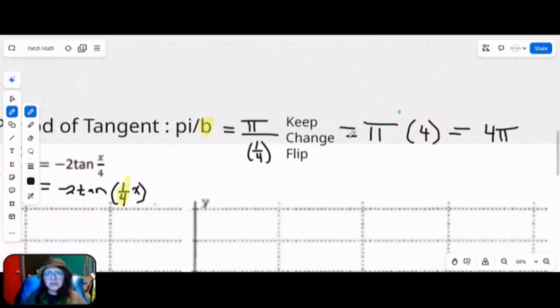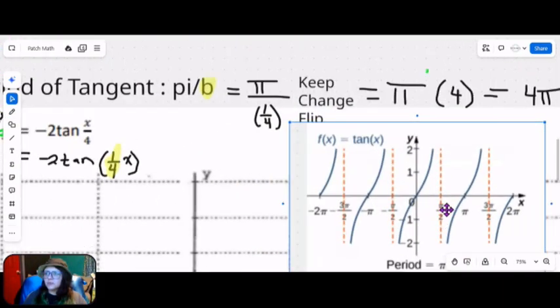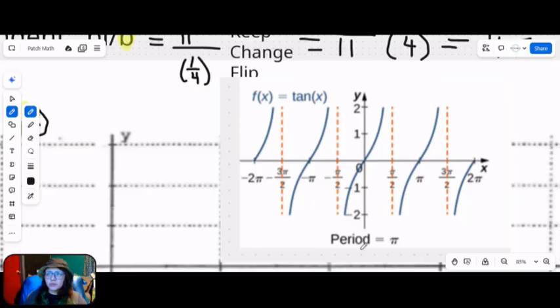Well, normally a tangent, and let me go ahead and just bring up the parent function just a minute. There we go. Tangent normally has a period of pi, and we usually look between the vertical asymptotes about the origin. So we have a vertical asymptote at negative pi over 2 on our parent function and pi over 2 on our parent function, and the distance between negative pi over 2 and pi over 2 is pi. Well, what we just discovered is that is no longer pi. This is now 4 pi.